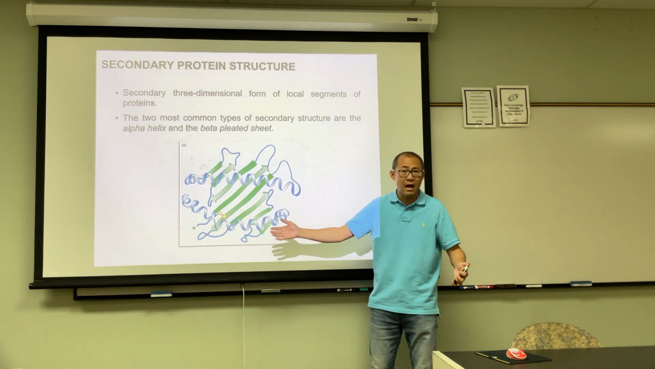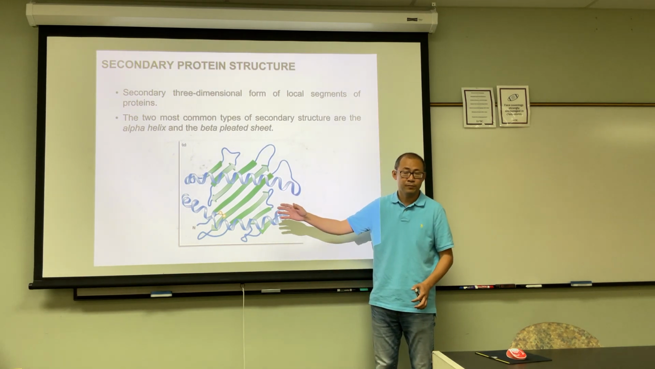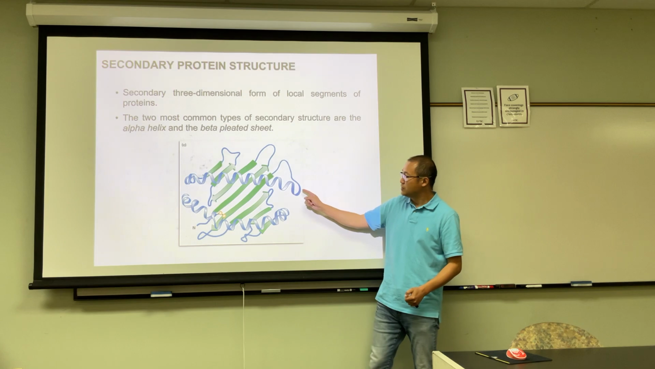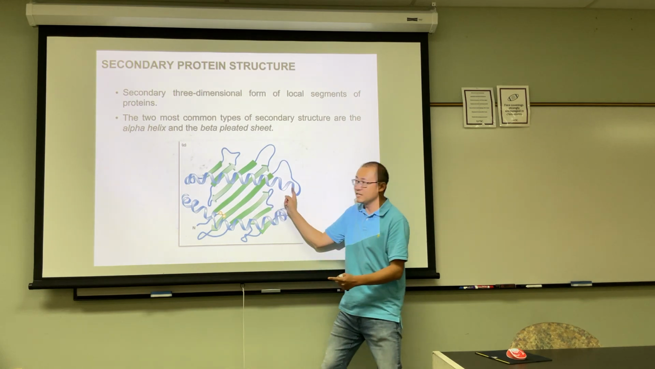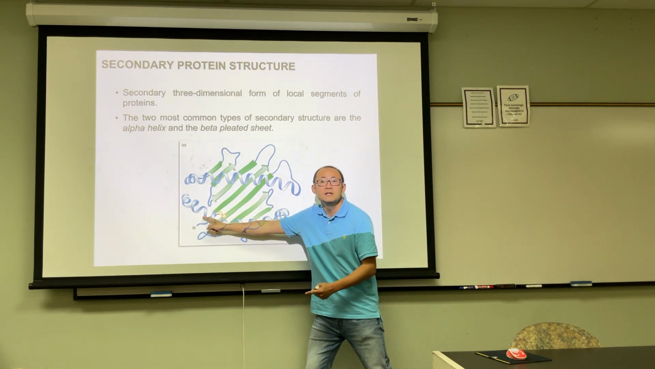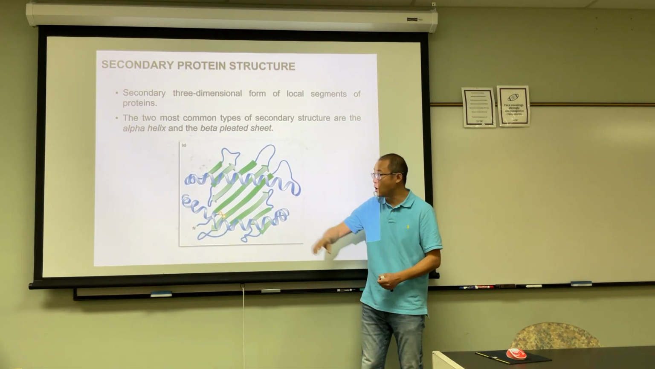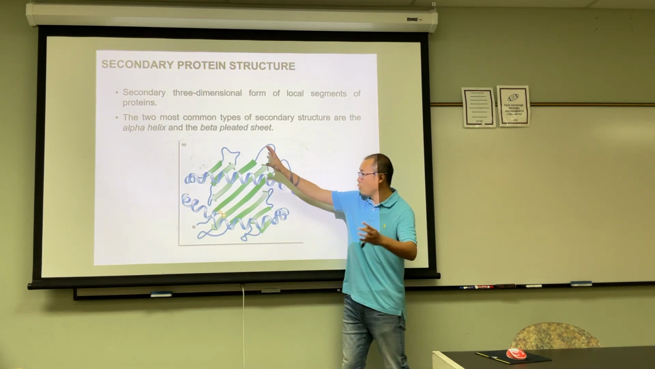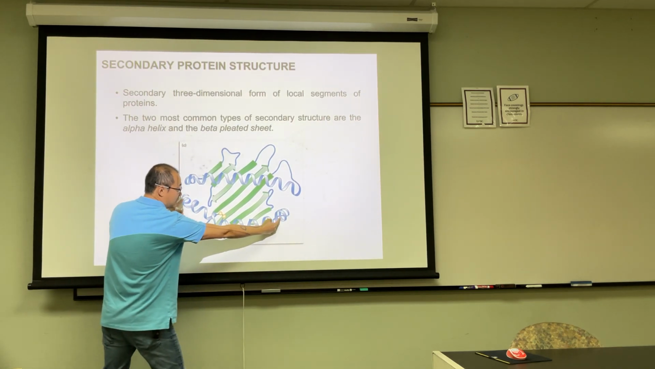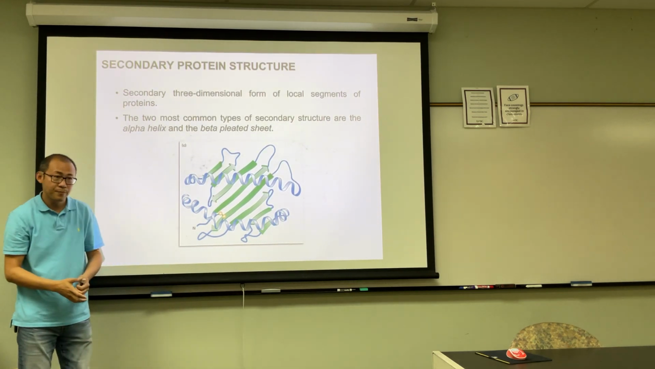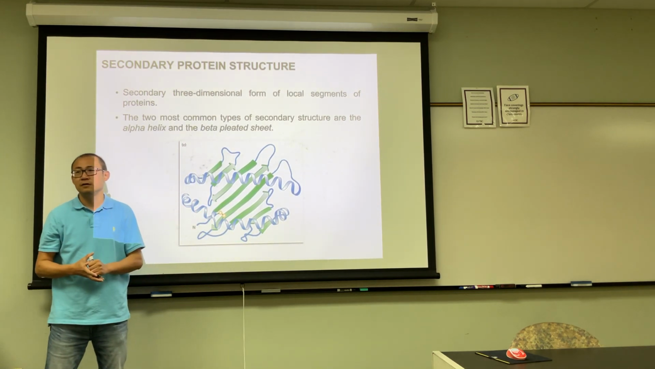This is a protein. It may not be a real protein, but if you take a look at it, some part of the protein is like this ribbon, right? You see there's a ribbon here, ribbon here. Some part of the protein is like the band, right? These are called local. This whole thing is the whole protein, but this piece is called a local segment. These are all local segments. And these local segment structures are called secondary structure.